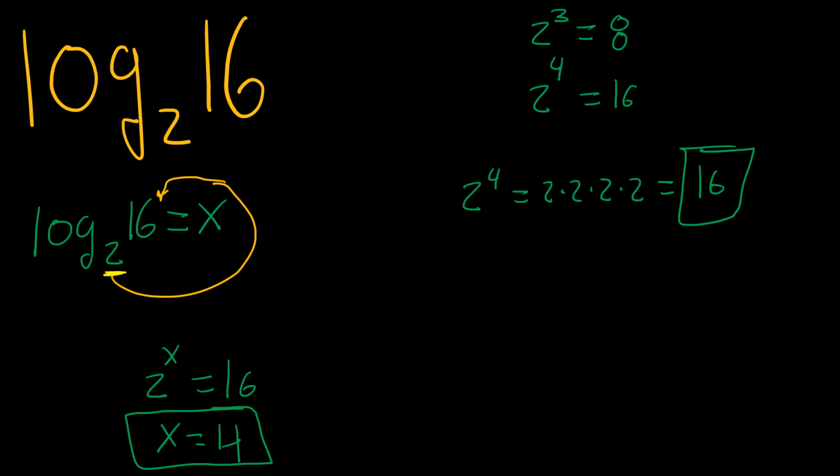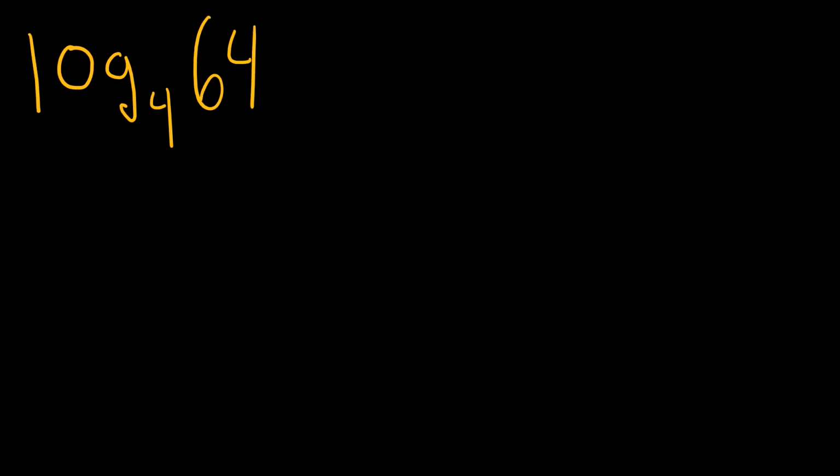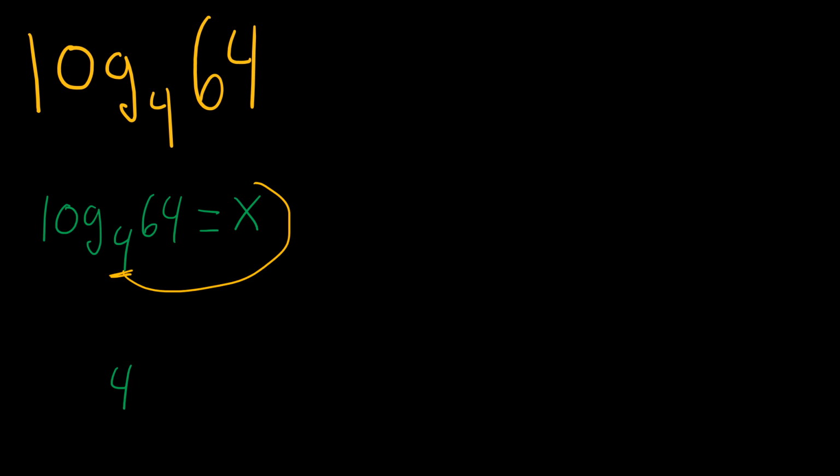Let's do another problem. So in this problem, we have log base 4 of 64. So I'm going to rewrite the equation: log base 4 of 64. I'm going to set it equal to x because we don't know what it equals. So now I'm going to rewrite this in exponential form, starting with the 4. So I say 4 to the x equals 64.